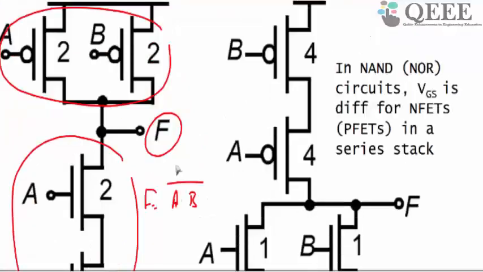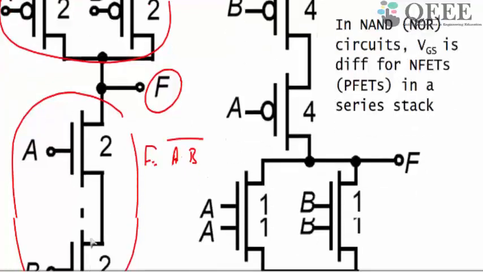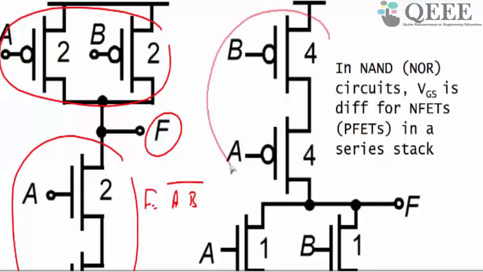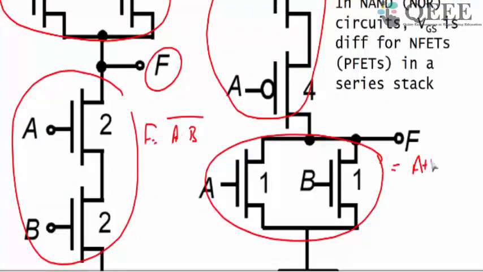Similarly, you can construct a NOR gate also. The only thing is that in the NAND gate the NMOSs are in series, but in the NOR gate the PMOSs are in series, and the NMOSs are in parallel. So F is equal to (A plus B) complement.